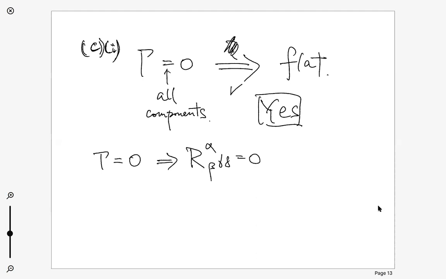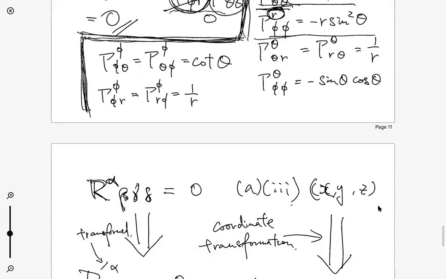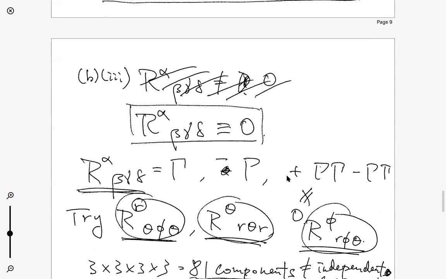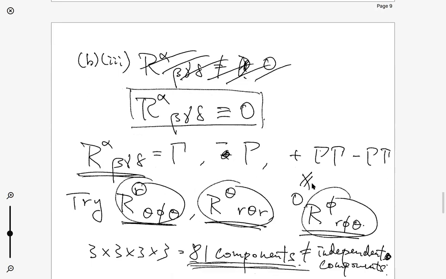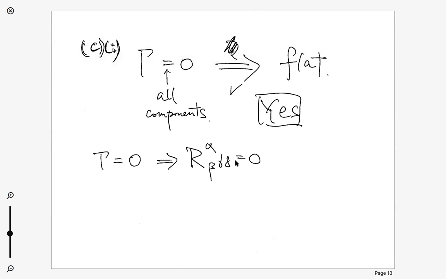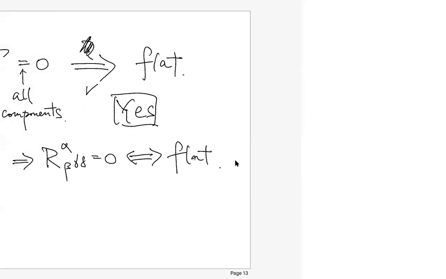Right? Does it make sense? If we recall the formula for the Riemann tensor, this one, okay? If all the components of the Christoffel symbol are 0, then obviously the first two terms are 0 because the derivative of 0 is 0. And even the last two terms, they're all 0, right? Because products of 0 are zeros. So the Riemann tensor is 0, and this is nothing but just saying that the space is flat. Okay, is it clear now?